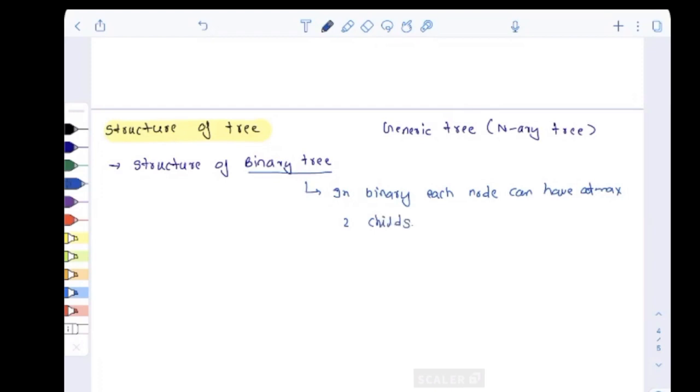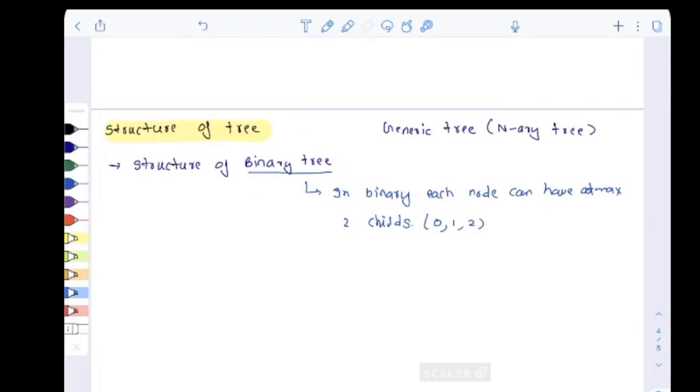Got the point, guys? At max 2 childs. Okay, yeah, exactly. Now by at max, what do we mean? Can I say at max 2 child means every node can have either 0 child, it can have 1, or it can have 2. It cannot have more than 2. Got it? So that is what the definition of binary tree is.